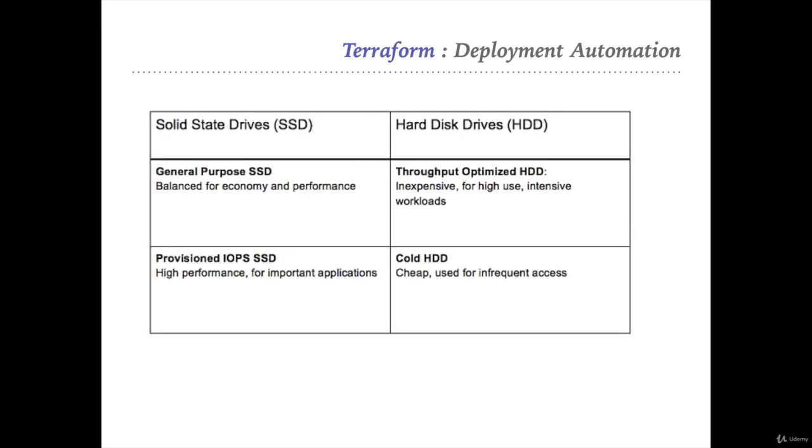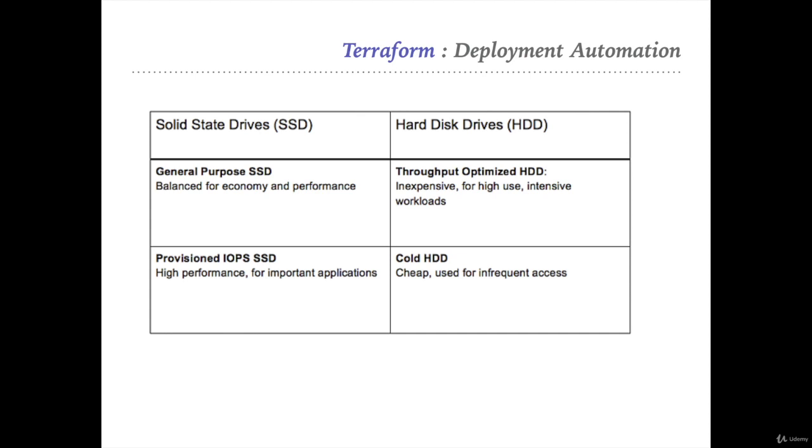The SSD and the HDD are again divided. First, let's discuss the SSD. SSD is divided into the general purpose SSD and the provisioned IOPS SSD. The general purpose SSD is the common EBS volume attached to AWS instances, right? Because it is economical, it means the price is not so high and the performance is optimized. The second one, if we need a high input output operations per second device, then we have the option of the provisioned IOPS SSD, which is very high performance for important applications.